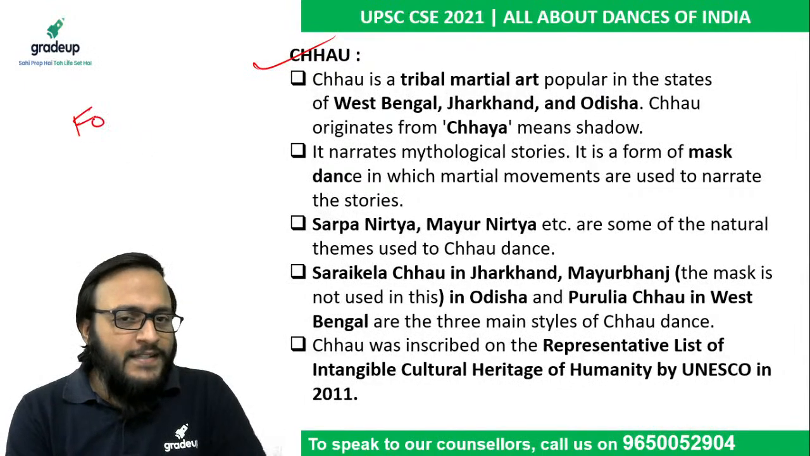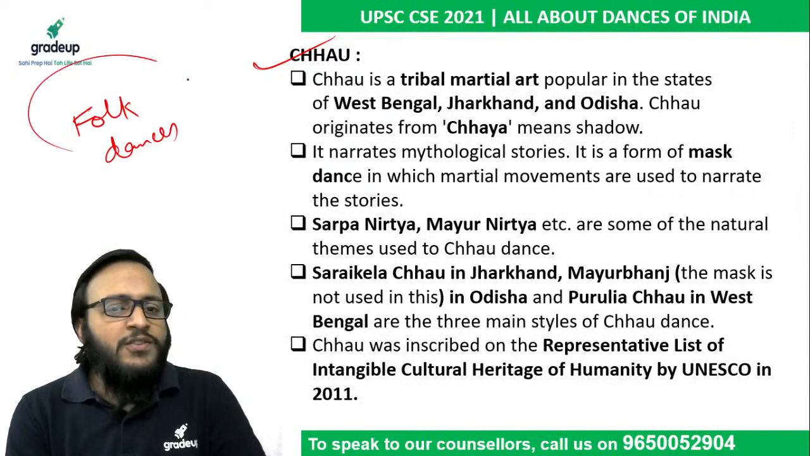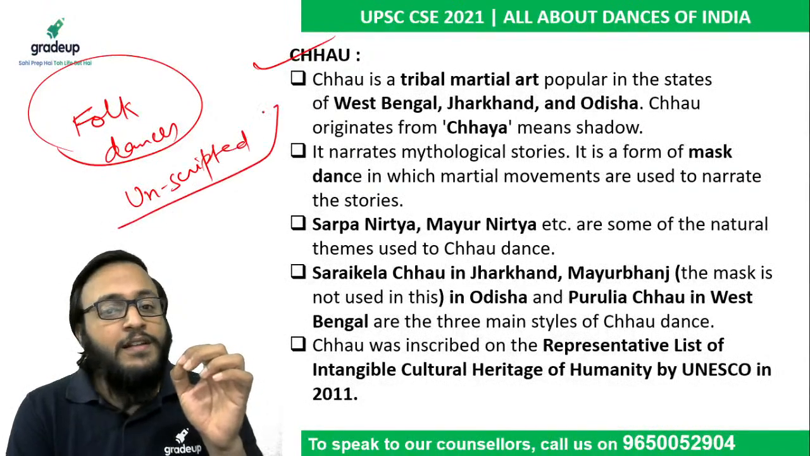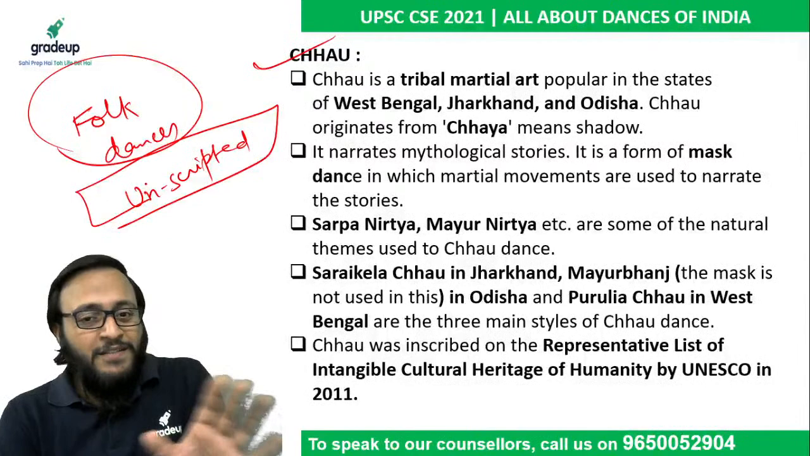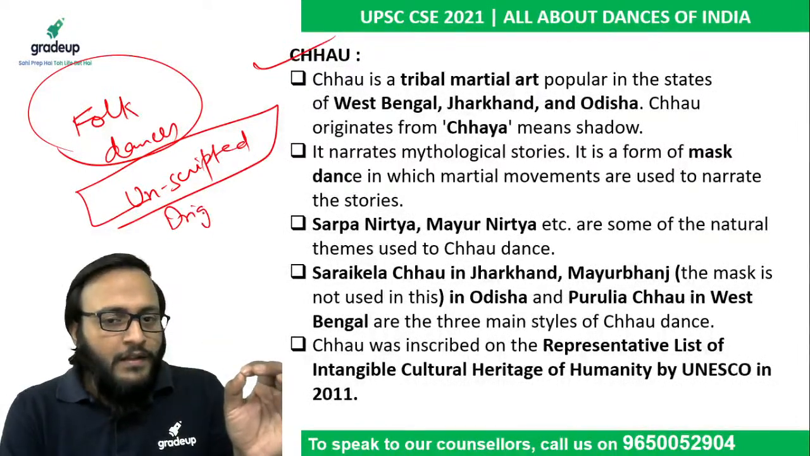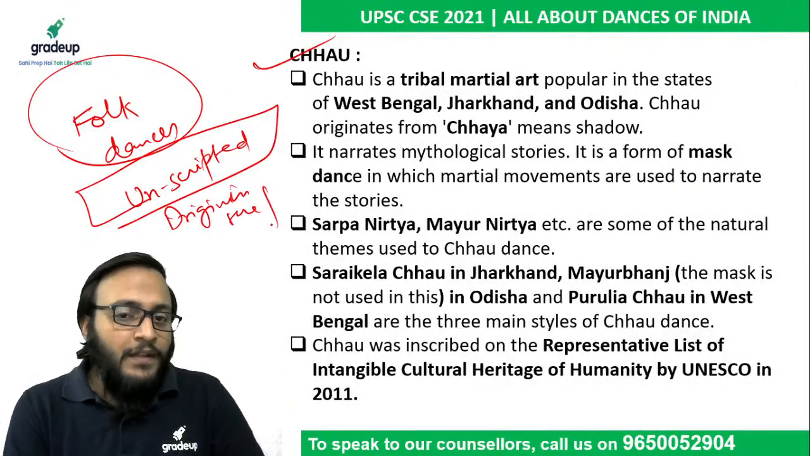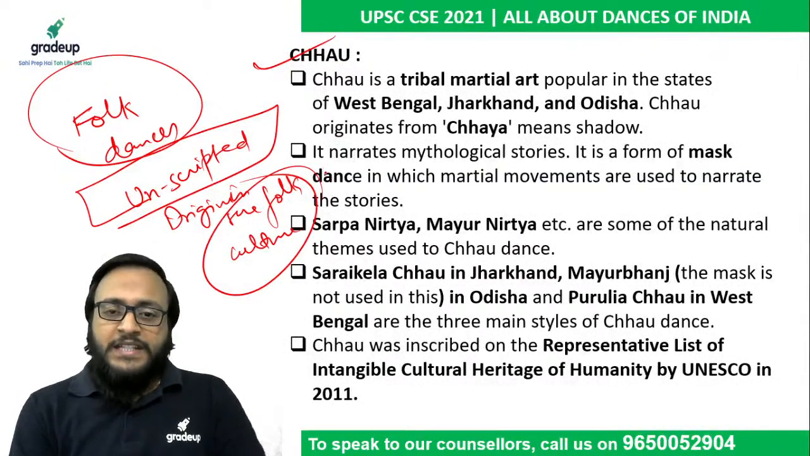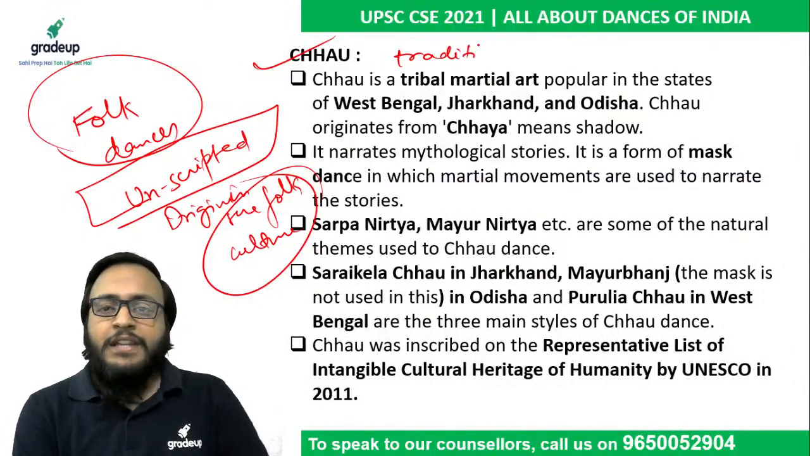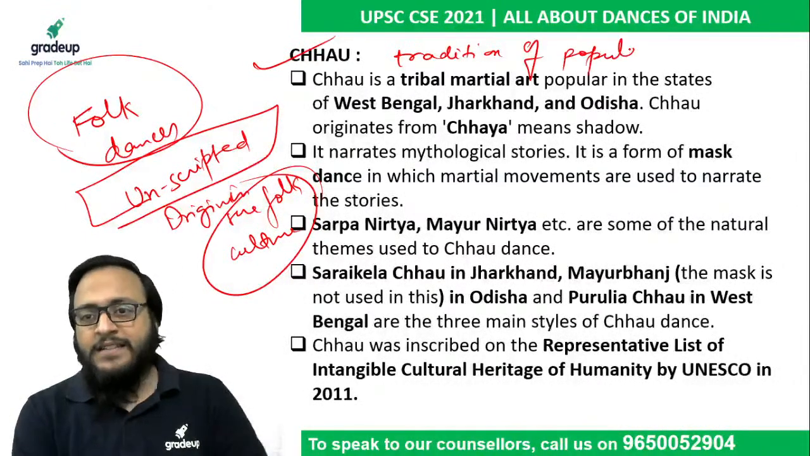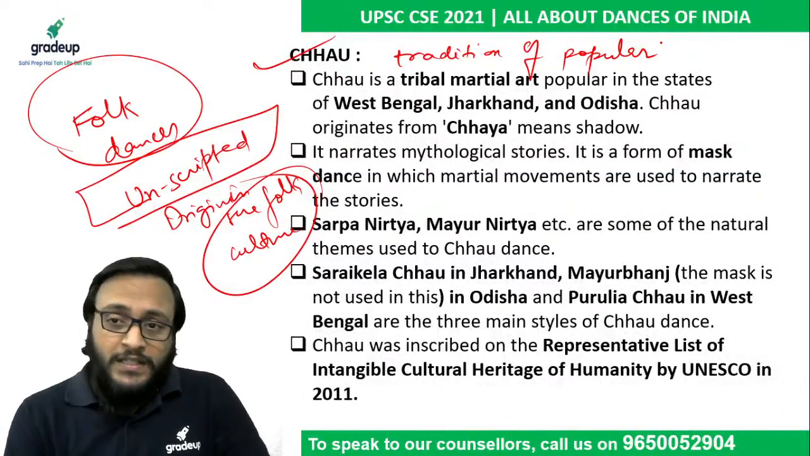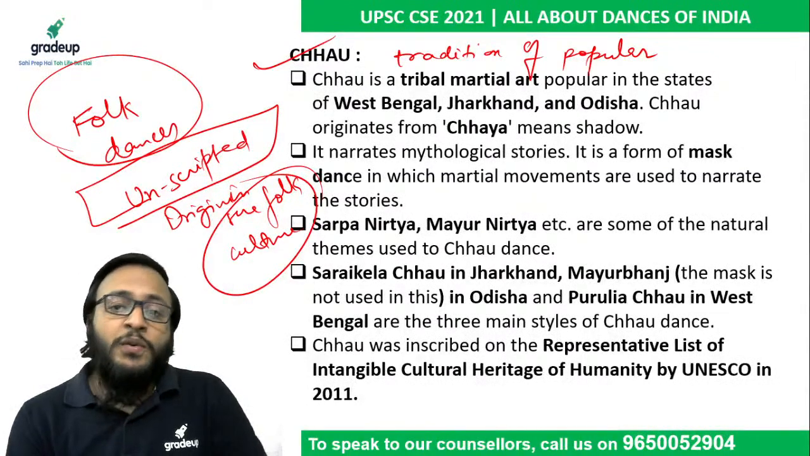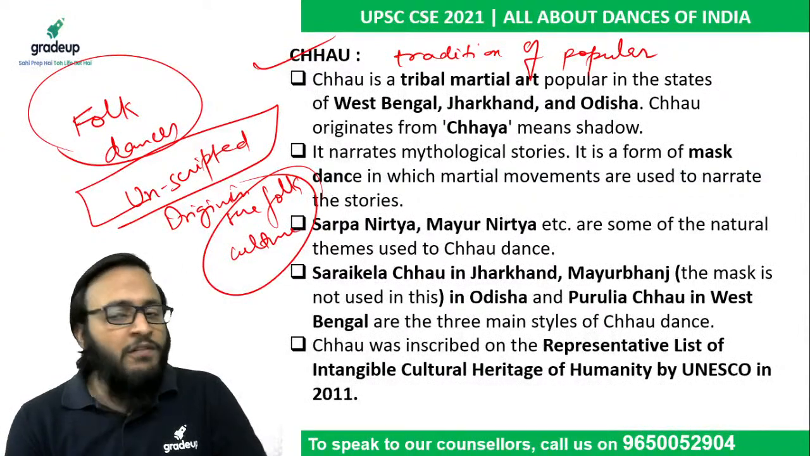Folk dances are actually unscripted. Unscripted means not written, not determined in a specific way. They have their origin in the folk culture, and usually they are associated with the traditions of the popular culture. For example, Bihu is associated with the crop seasons. For example, Chhau is associated with mythological stories and the depiction of mask dances.